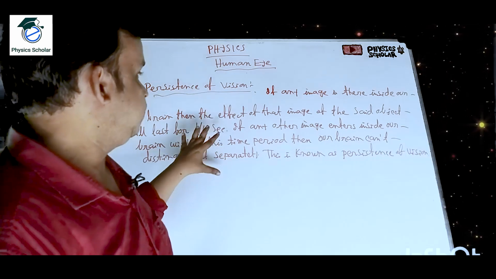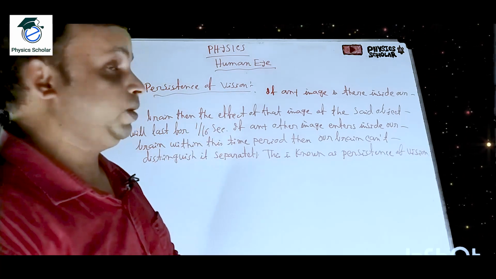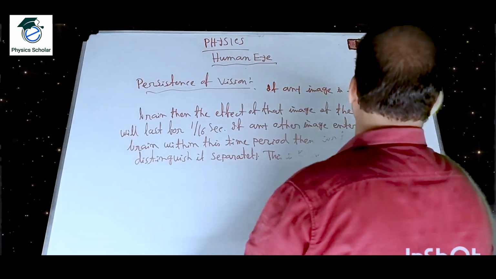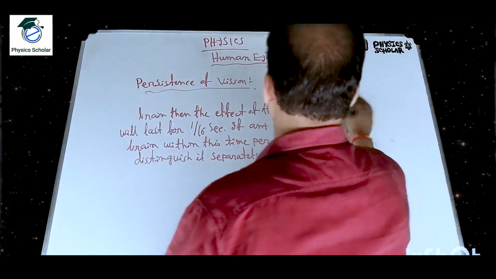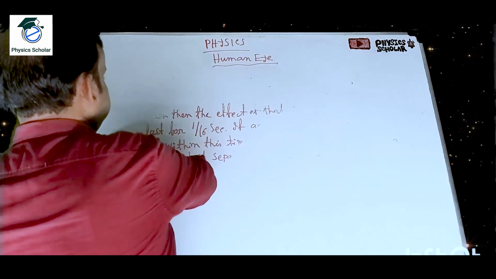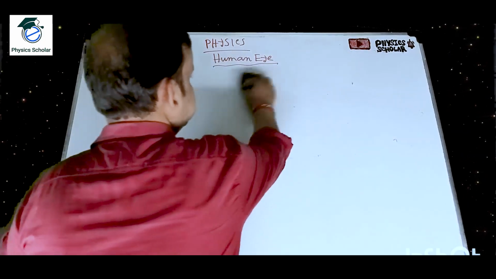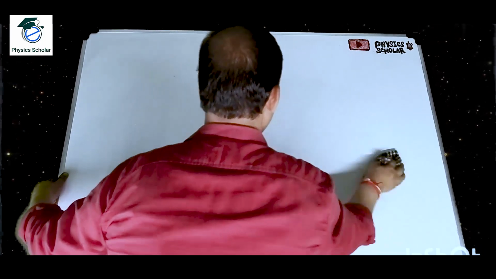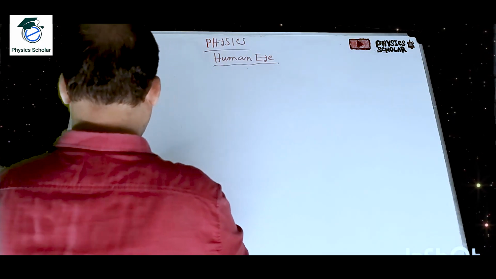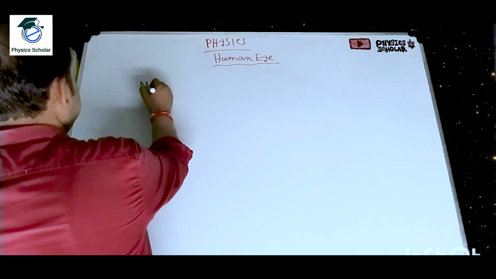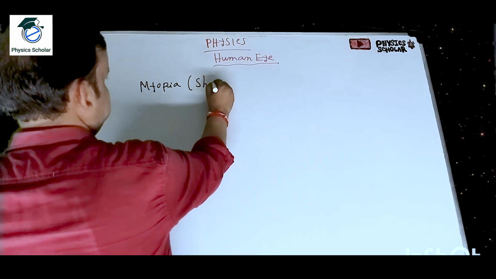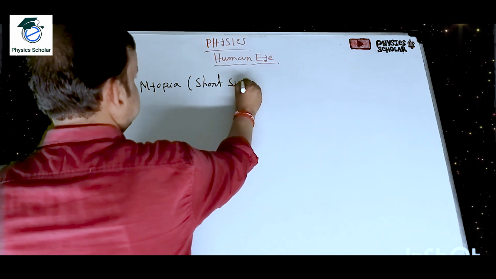Now let us start some defects of the eye. Okay students, now let us move to the next topic, that is the defects of the eye. The first one we will learn is myopia, or short sightedness.